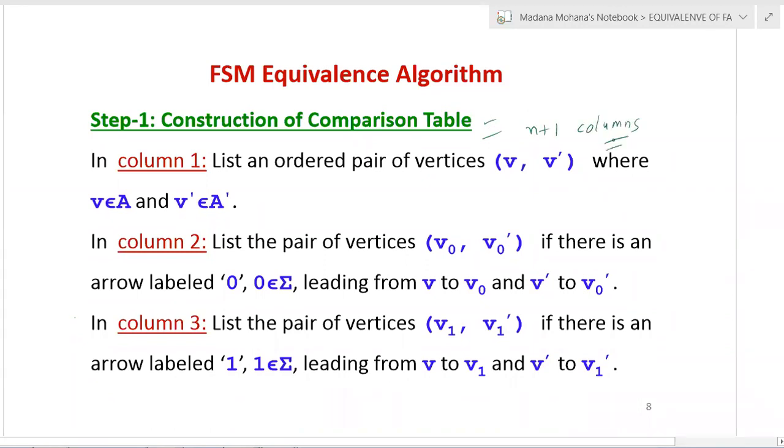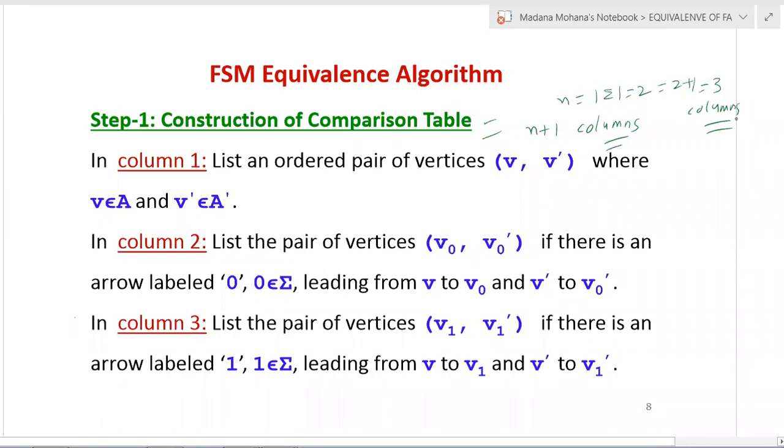N plus 1 columns will be considered. Here we assumed n equal to mod sigma equal to 2, so 2 plus 1 equal to 3 columns. So in the comparison table, we will consider 3 columns.